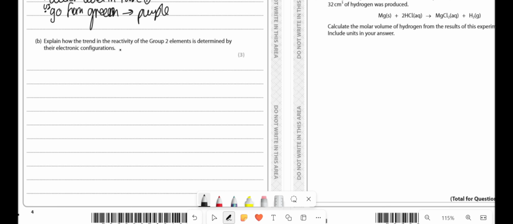Explain how the trend in reactivity of group 2 elements is determined by the electron configuration. In this question, you don't need to be talking about all kinds of other random stuff. What people do, and this is what the examiner report says, is describe everything else but then just not explain why reactivity increases, which is really weird. I don't know why you're going through all that effort to say all of this and then not concluding. So all the time, say it step by step.